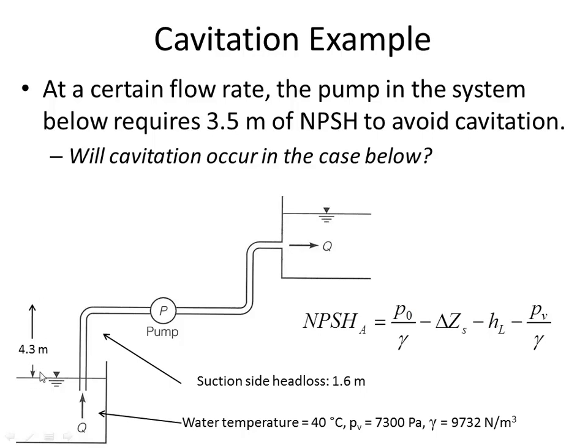You can see the elevation difference for the suction side. And then we're told that the suction side head losses, including the local loss at the bend, the entrance loss, and the friction losses, total 1.6 meters. And then for the water temperature of 40 degrees Celsius, we have a certain vapor pressure and a density that's known. So calculate the available net positive suction head and compare it to the requirement.